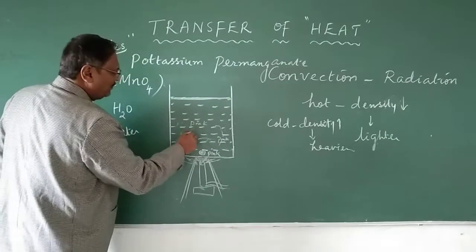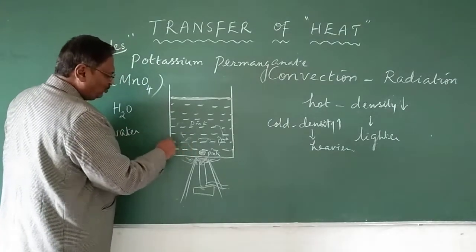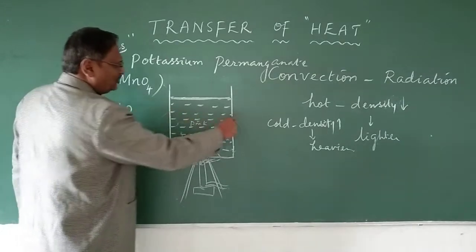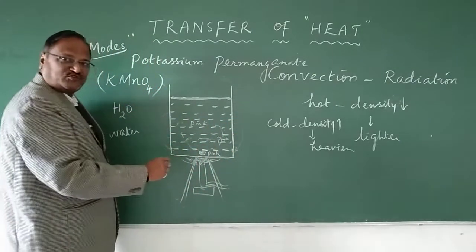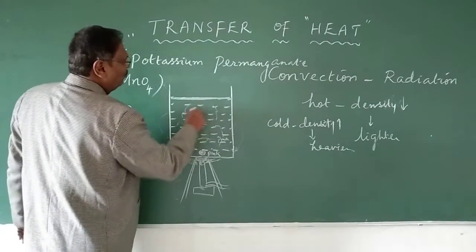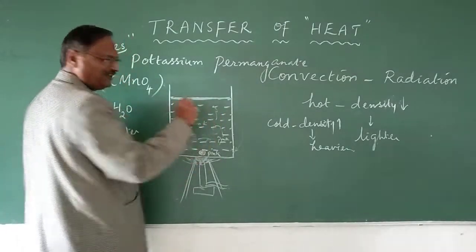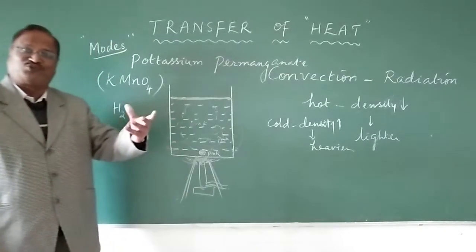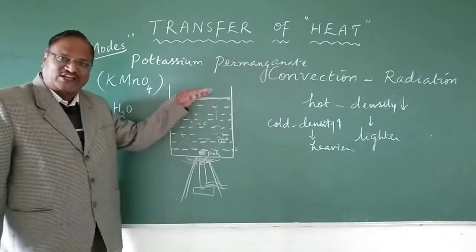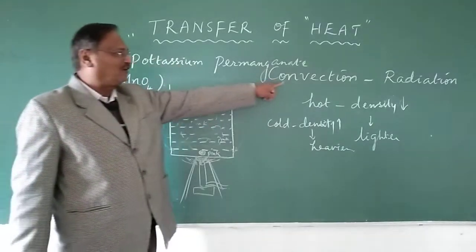As the hot layer goes up, the heavy cold layer comes down, the hot layer goes up, the heavy layer comes down, and the pink color it will take with it, and the whole liquid will become pink. This explains to you that layer by layer the heat is transferred, and this is called convection.